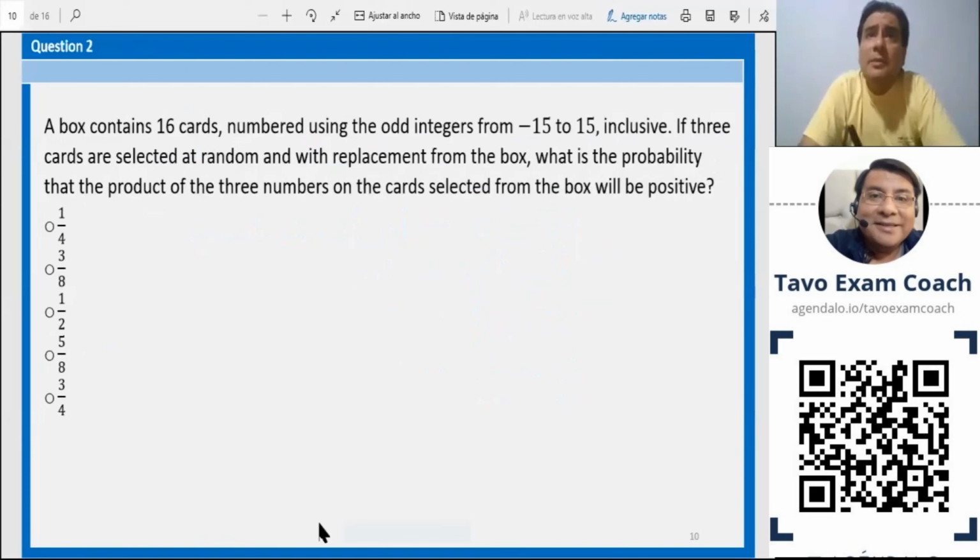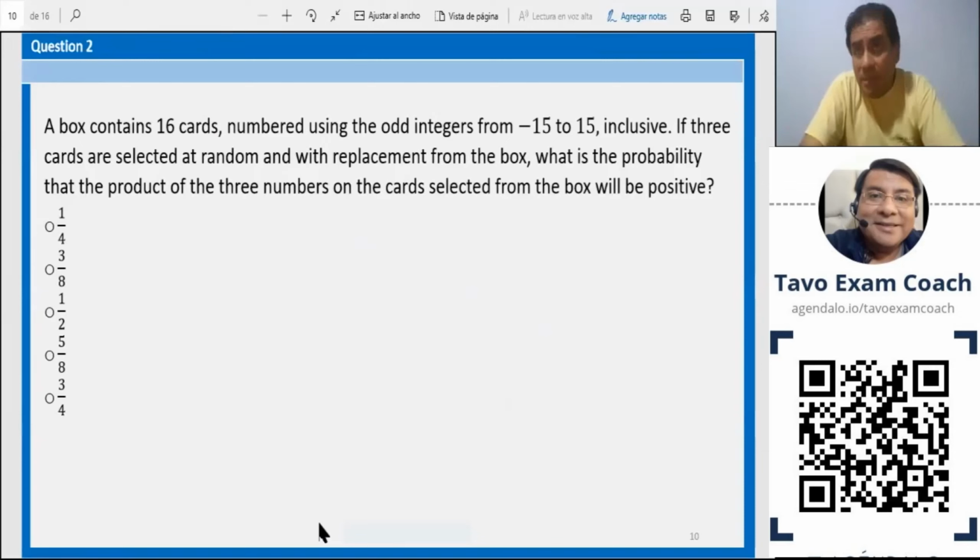A box contains 16 cards, numbered using the odd integers from -15 to 15 inclusive. If 3 cards are selected at random and with replacement from the box, what's the probability that the product of the 3 numbers on the cards selected from the box will be positive?